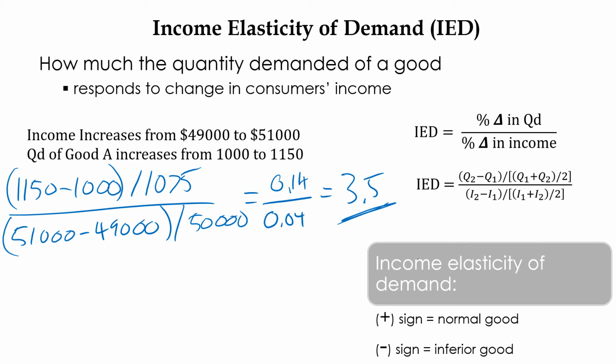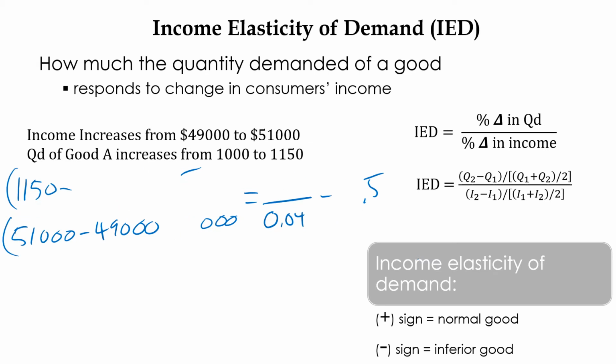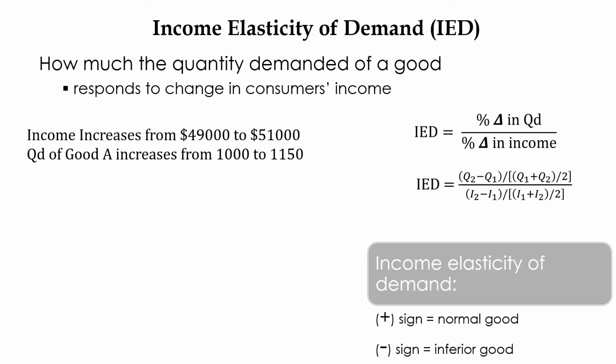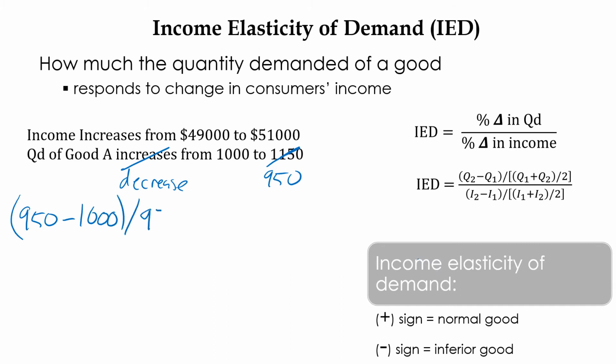All right, now for example, again, just for fun, let's just say that there was a decrease. Well, obviously we know it's going to be a negative number, right? And so let's say the quantity decreased from 1,000 to, I don't know, let's say 950. Well, it's not hard to do the math now. Now we got 950 minus 1,000 divided by the average, which is 975, all over, well, the same number, right?